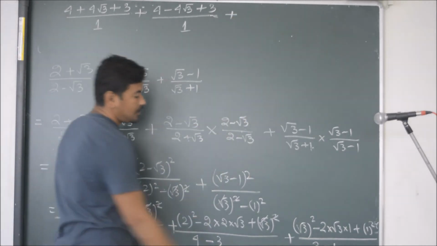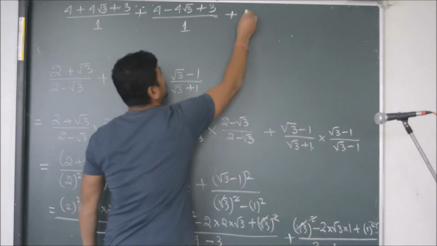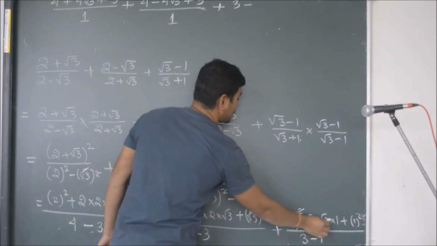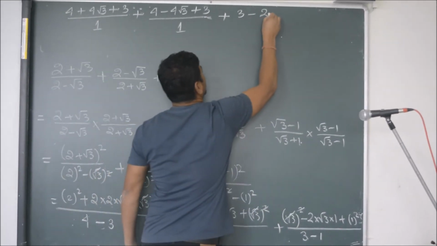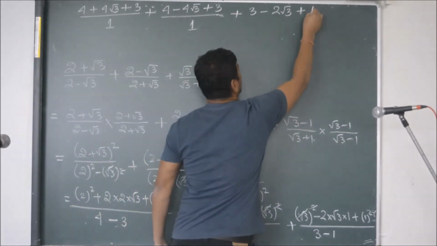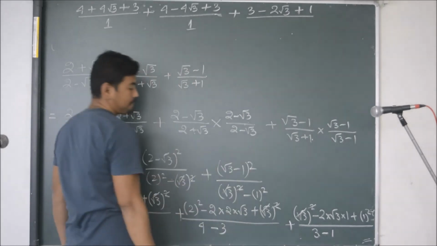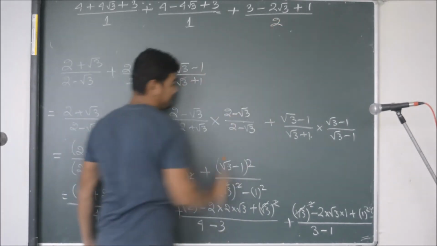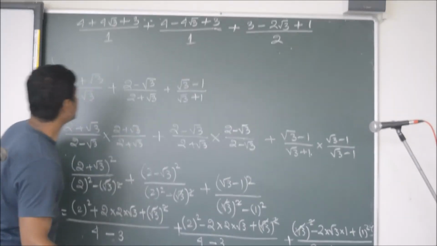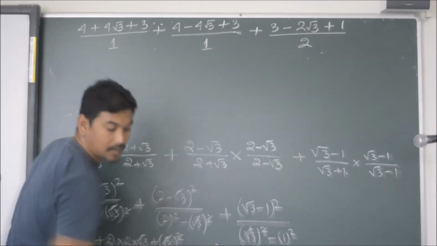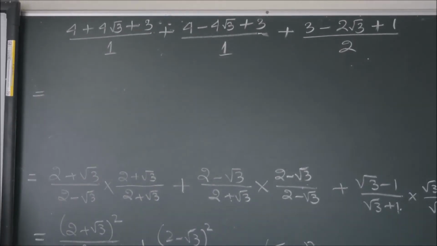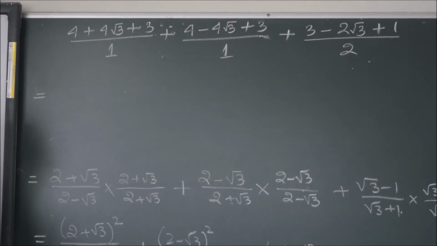Plus, so square and root will cancel, so you'll have 3 minus 2 times root 3 times 1 will be 2 root 3, plus 1 square is 1, divided by, here you will get 2. 3 minus 1 is 2. Now let's simplify it further. So remember, we are very close to the final answer.